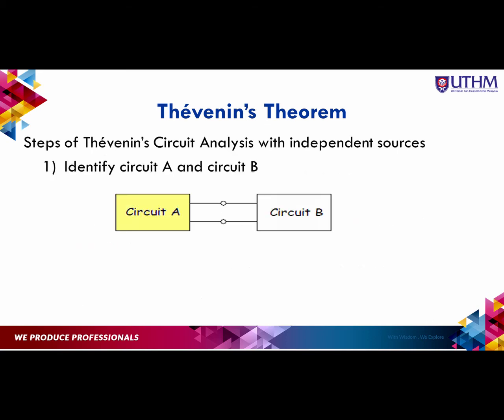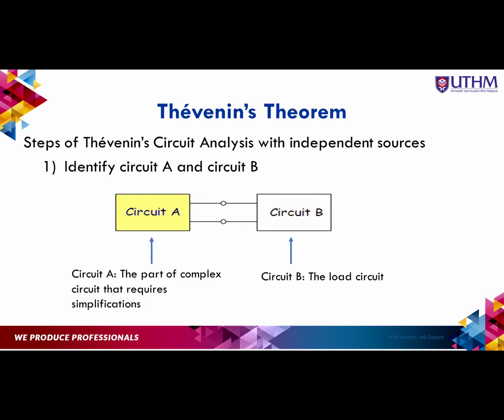To implement Thevenin circuit analysis with independent sources, there are 6 steps involved. First, we need to identify circuit A and circuit B. What is circuit A and circuit B? Circuit A is the part of the complex circuit that requires simplifications, while circuit B is simply the load of the circuit.